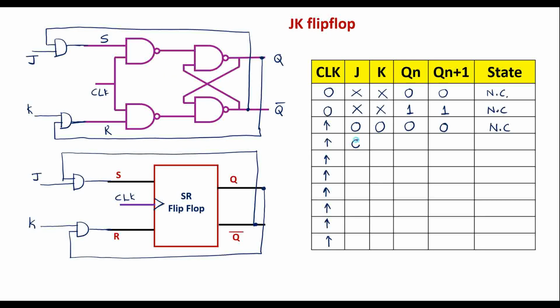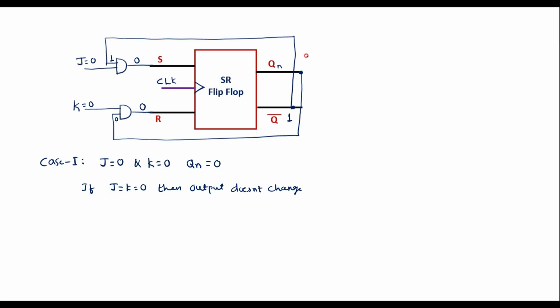Now let me consider J equal to 0, K equal to 0 and Qn equal to 1. Let the complement of this be 0. So the input for this AND gate will be 1, and the input for this AND gate will be 0. Here J input is 0, K is 0, and the output of the AND gate is 0. Here also the output of the AND gate is 0. So again S and R inputs are 0, 0. For the flip-flop, we know that it is no change. So in this case also there is no change in the output.